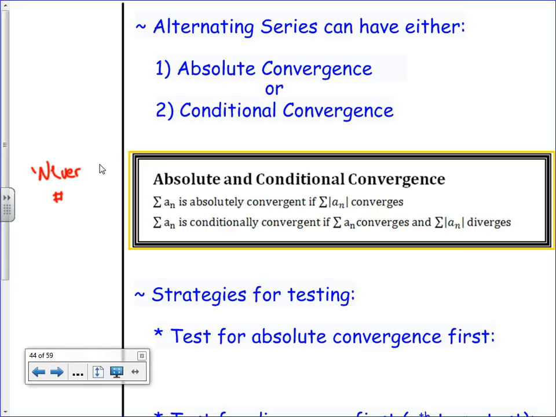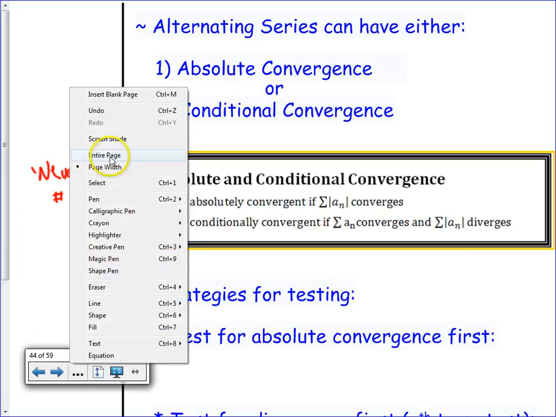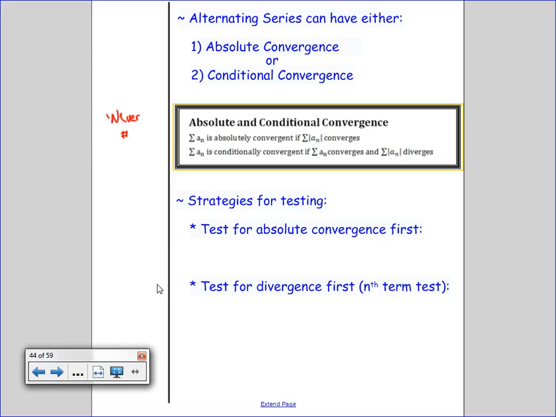So then this whole little bottom thing, the strategies for testing. The idea is we could test for absolute value every single time, but sometimes it'll give us our full answer and sometimes it'll send us on another test and say, wait, you're not done yet, you have to keep checking.